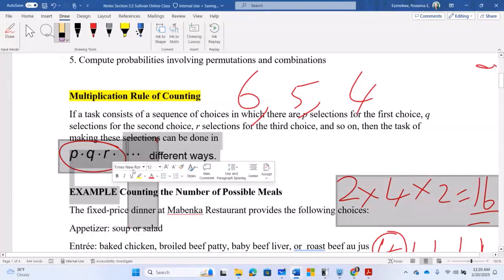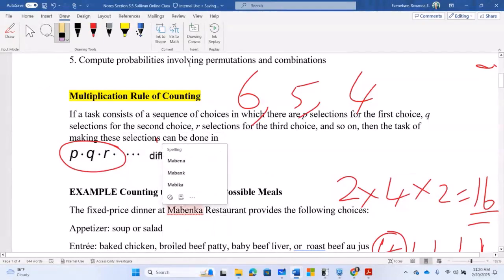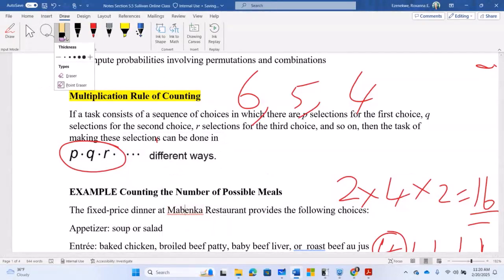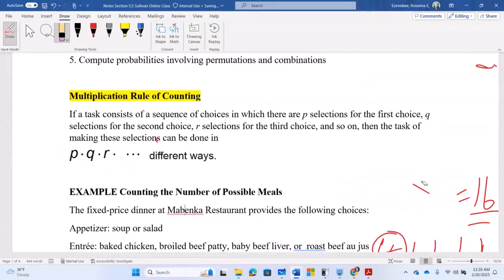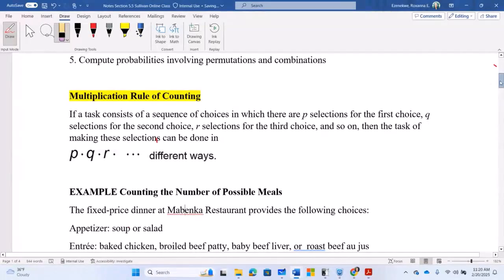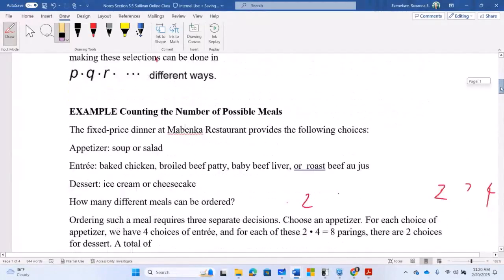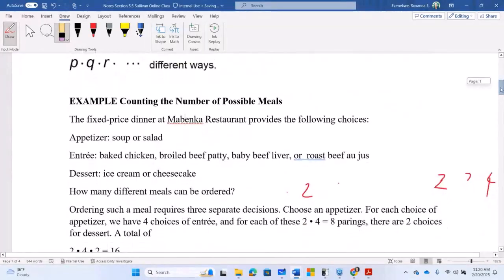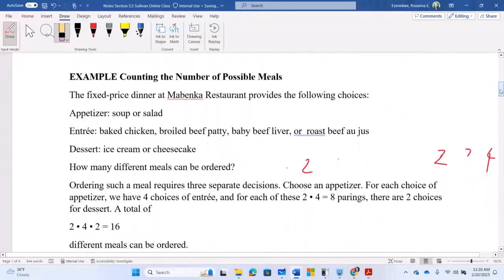So let's do an example. Counting the number of possible meals. A fixed dinner at a restaurant provides the following: an appetizer.